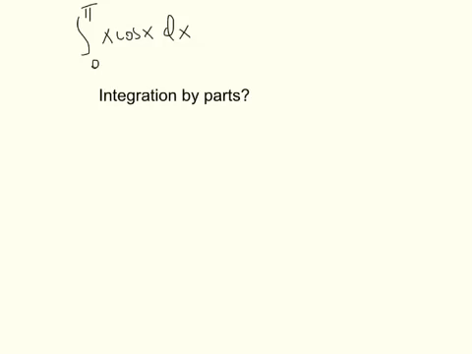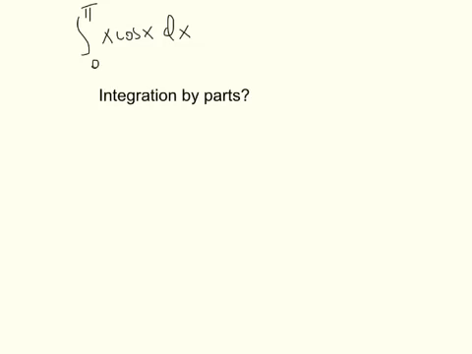Our first thought when we see the integral of x cosine x dx should be, I know how to integrate x, I know how to integrate cosine x, I don't know how to integrate their product. And when we need to integrate a product where we know how to integrate one of the component parts, our first thought should be integration by parts.